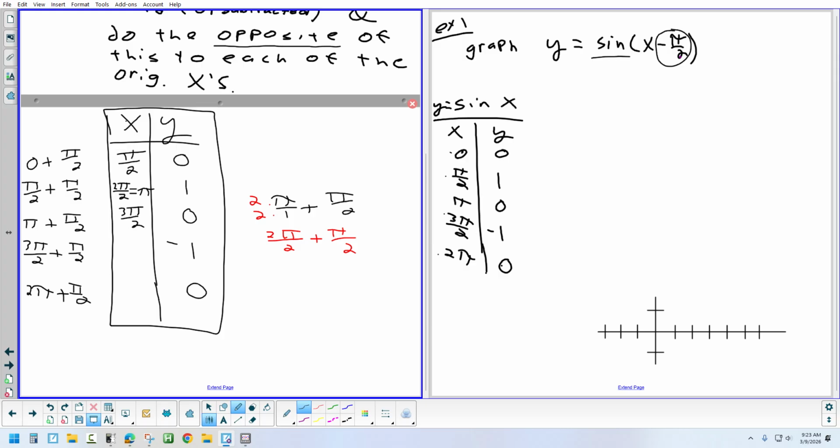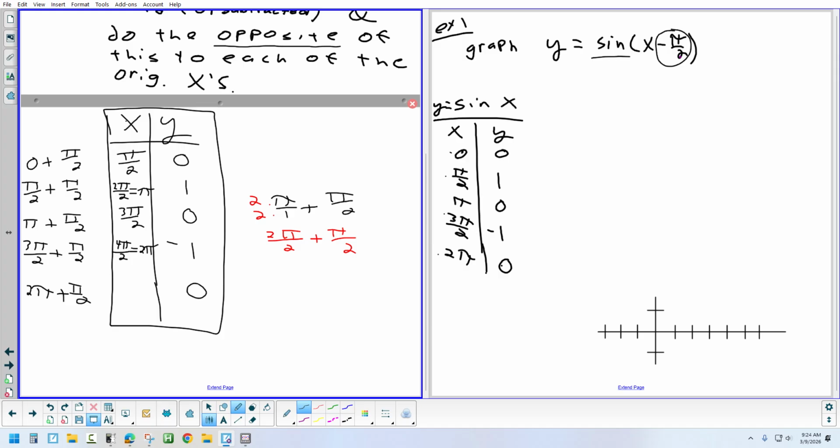Okay. Next one already has a common denominator. Without reducing it, what's 3 pi over 2 plus 1 pi over 2? 4 pi over 2. And now what does that reduce to? 2 pi.